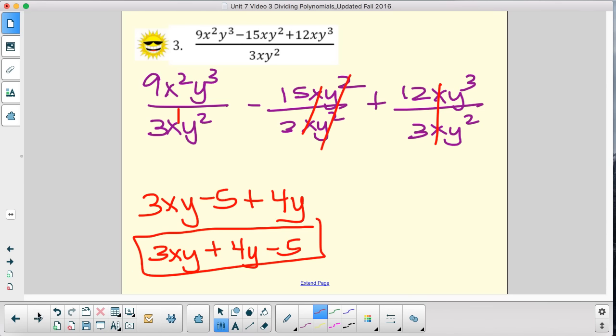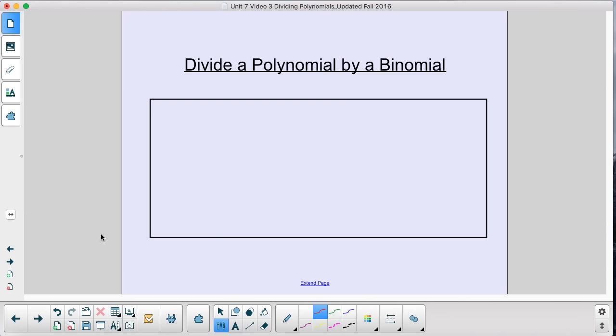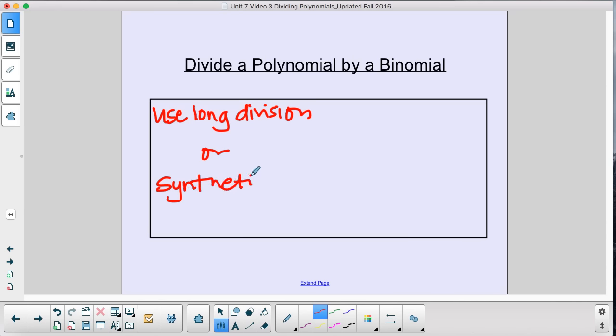Okay. Now that we have done dividing by a monomial, we're going to go ahead and divide by a binomial. So how to divide by a binomial? We have 2 options. We can use long division, or we can use synthetic division. We're primarily going to focus on synthetic, but I want you to be exposed to long division.